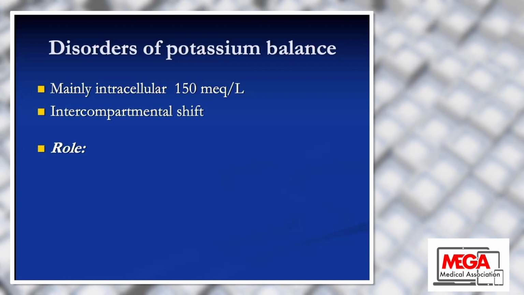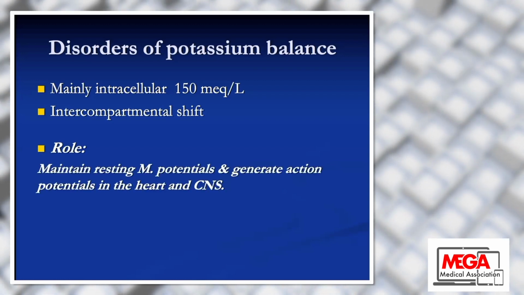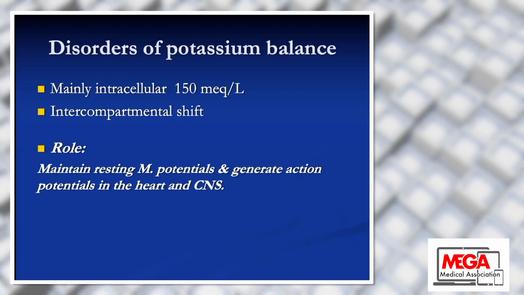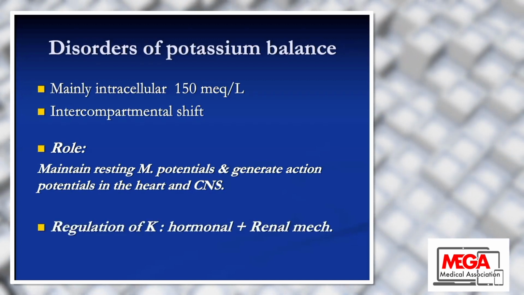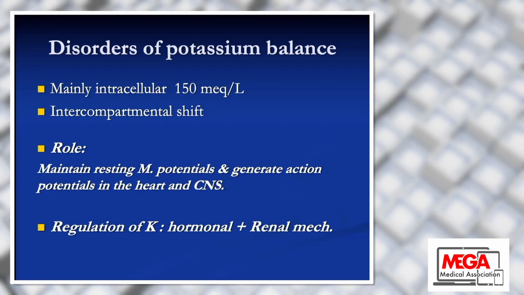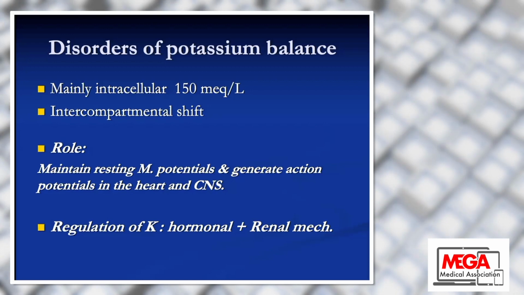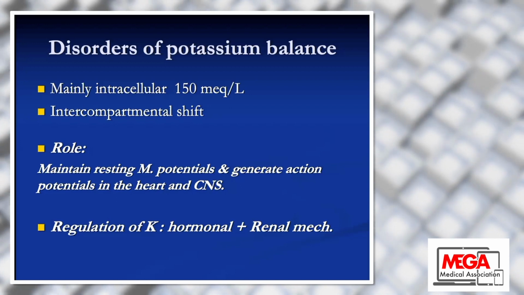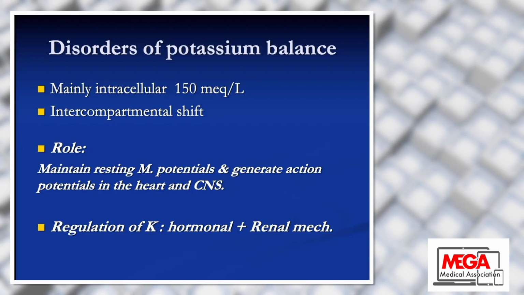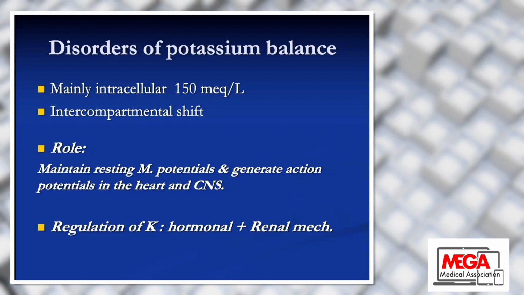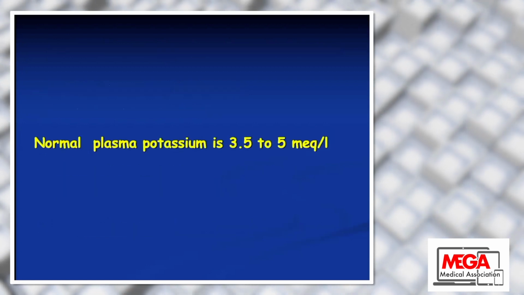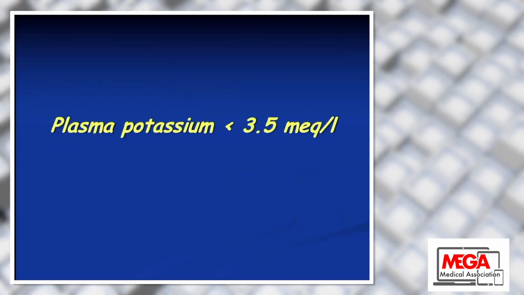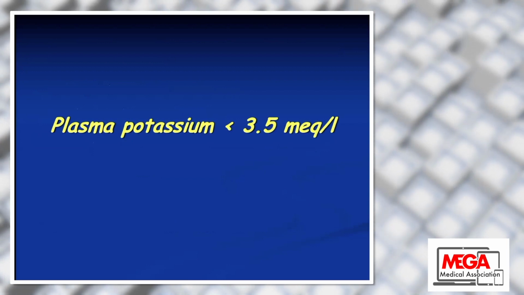Potassium plays an important role in maintaining resting membrane potentials and generating action potentials in the heart and the CNS. The regulation of potassium is either hormonal by three hormones: aldosterone, which increases sodium reabsorption and promotes potassium excretion. Also, epinephrine and insulin shift potassium to the intracellular space. Also, the intrinsic renal mechanism regulates potassium excretion. The normal plasma potassium is 3.5 to 5 milliequivalent per liter. Hypokalemia means plasma potassium below 3.5 milliequivalent per liter.